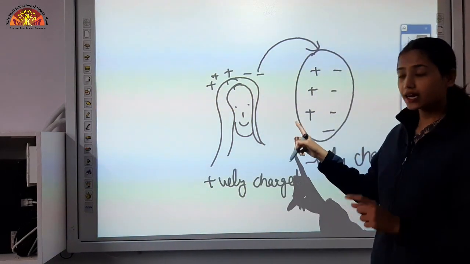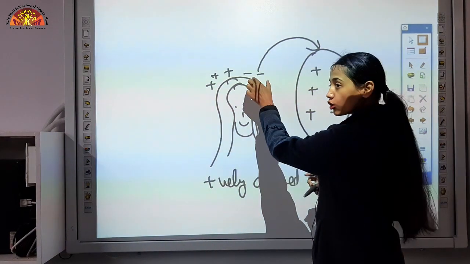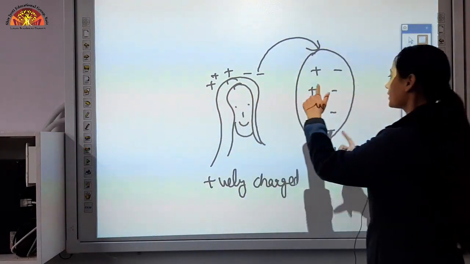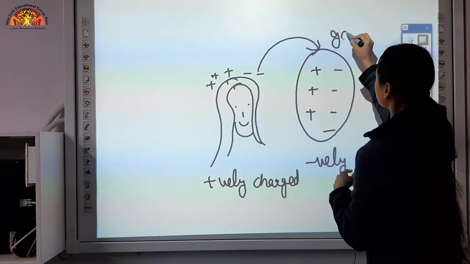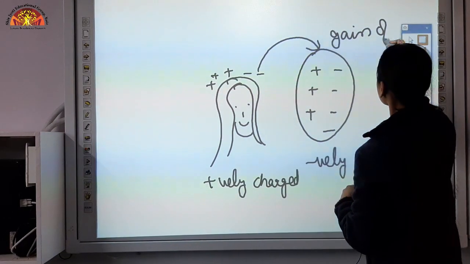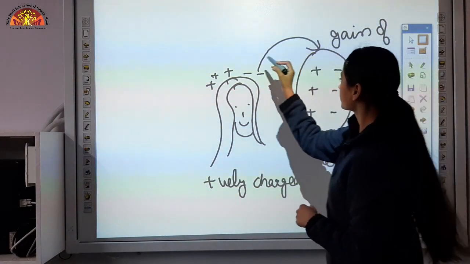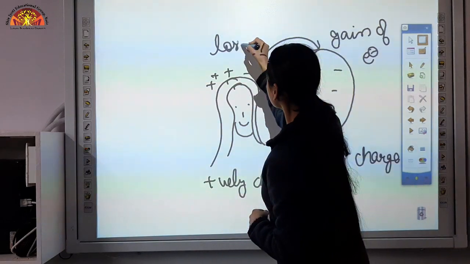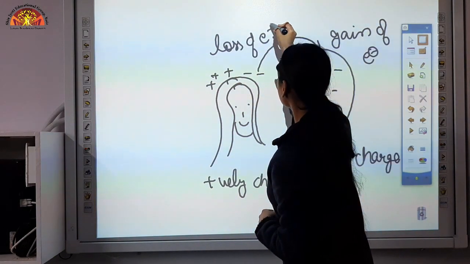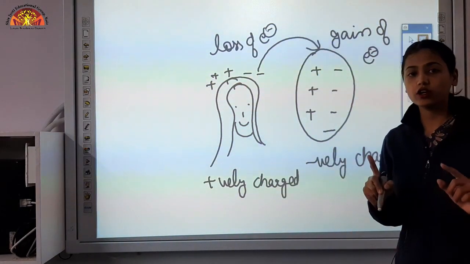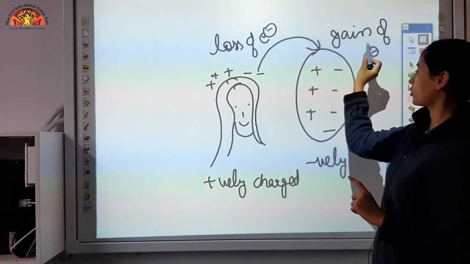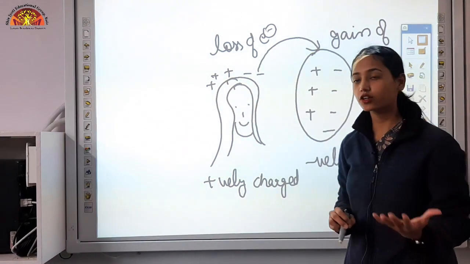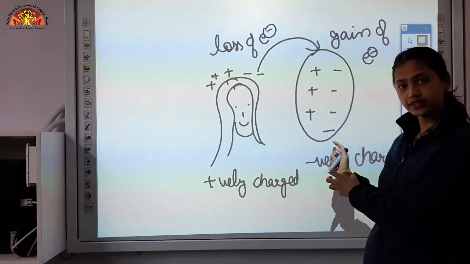So here we are saying that there is loss of electrons on the girl, and there is gain of electrons on the balloon. So overall we always talk about electrons. Either there is loss of electrons or there is gain of electrons.